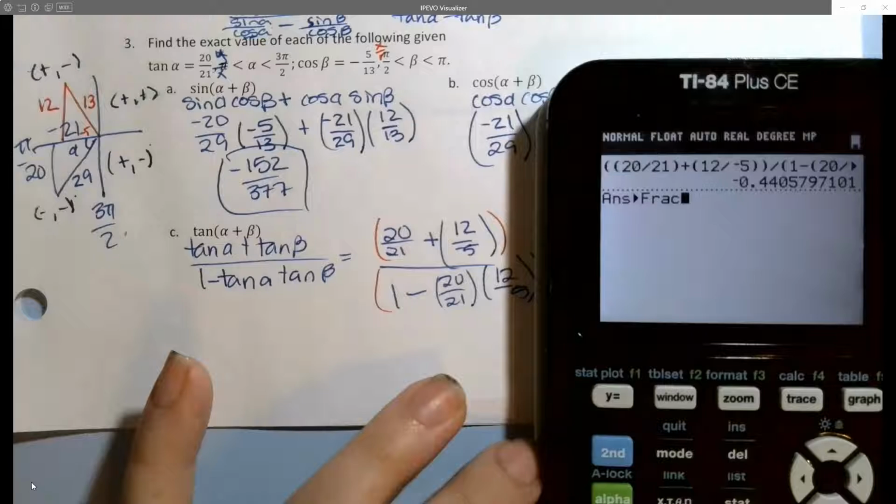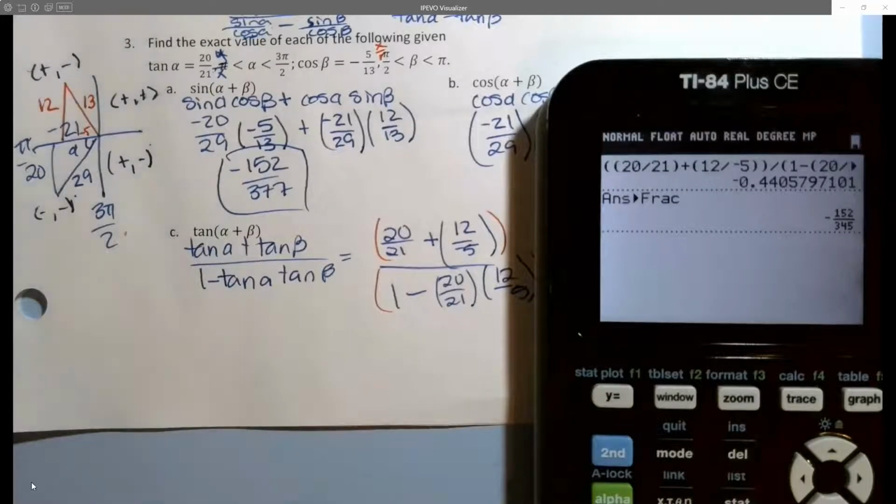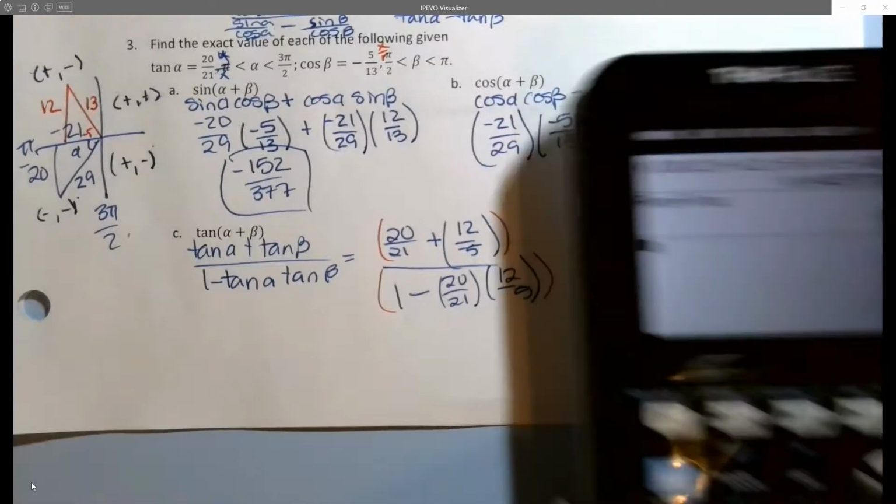Then I go math fraction to turn it back into a fraction. It gets me negative 152 over 345.